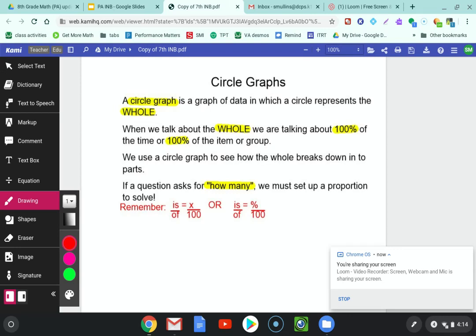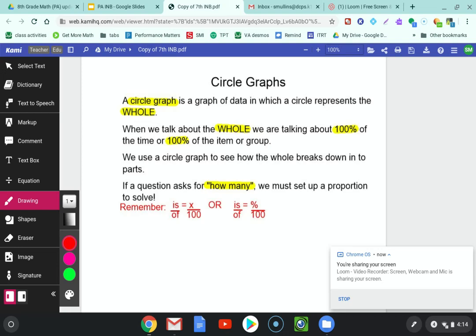Today we went over circle graphs. A circle graph is a graph of data in which a circle represents the entire whole. A whole means 100%, so we're talking about 100% of the item or the group. We will use a circle graph to see how the whole breaks down into parts.